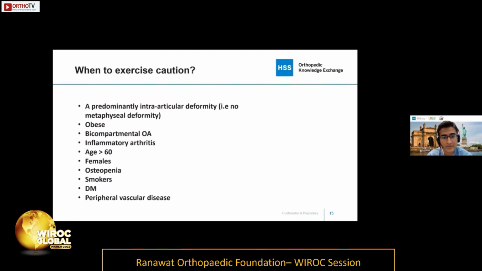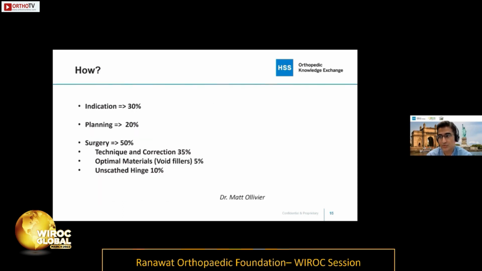And what about exercising caution? Firstly, in the predominantly intra-articular deformity, i.e. no metaphyseal deformity, the obese patient, osteoarthritis in other compartments, inflammatory arthritis, my cutoff is age over 60, osteopenia, smokers, diabetics. So what about the how?